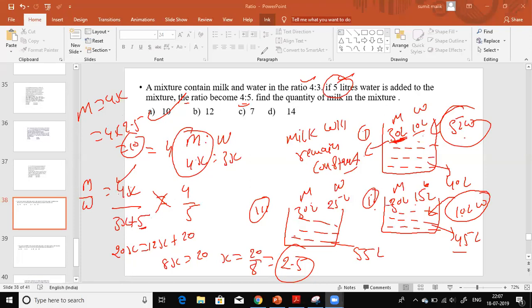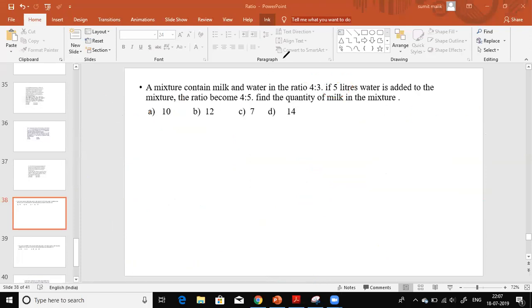Now we will solve with another method. This is milk, this is water. Original ratio 4 ratio 3 and final ratio become 4 ratio 5. Now tell me one thing. If I am adding water, the milk quantity will remain same. Yes, remain same. So in first mixture milk was 4 liter and in second mixture milk is 4 liter. So milk remains constant. So no need to balance the milk.